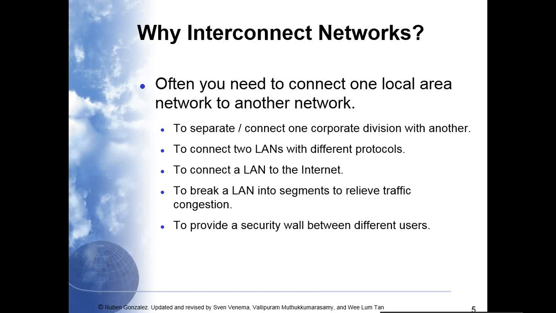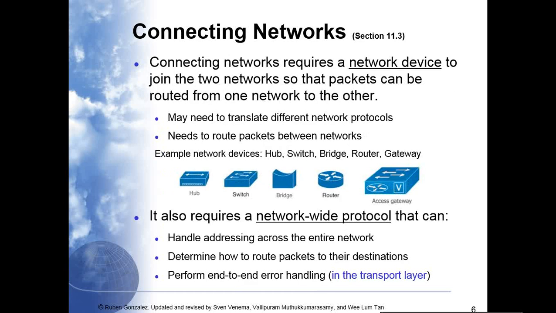Okay, so we might want to connect two local area networks with different protocols. We might want to connect a local area network to the internet. We might want to break a local area network into segments because one of the segments is too congested, for example. And we might want to provide a security wall between different users or different types of users, for example, student, staff, finance, non-finance kind of environments. So there's lots of different reasons why you might want to do this. So it's a fairly common thing to happen, actually, to connect networks together.